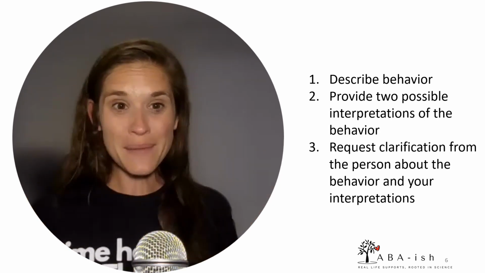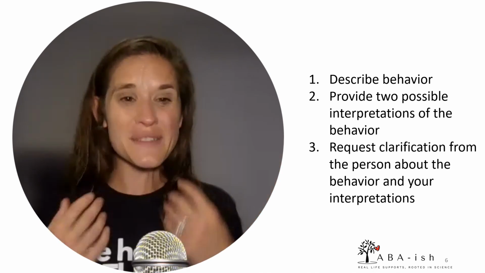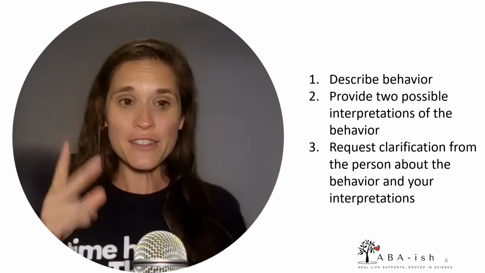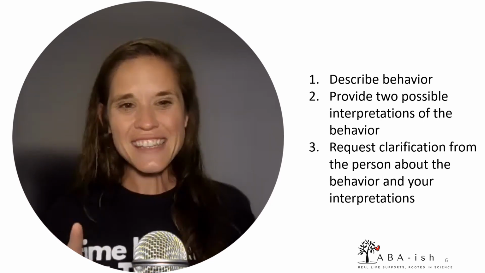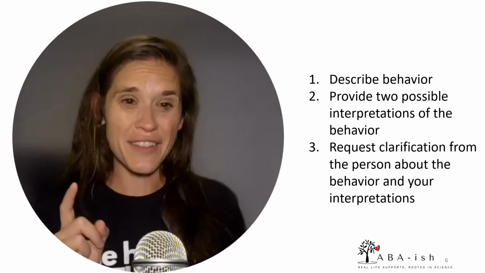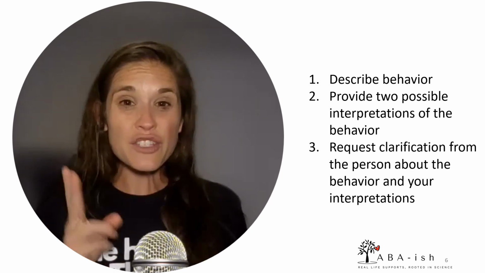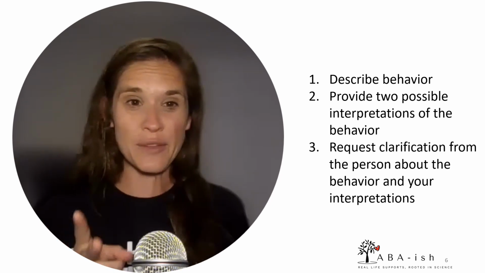All right, so a perception check has 3 easy steps, and that's one of the things I love about this as a skill for kids: it's easy to remember 1, 2, 3, right? So the first thing you need to do is describe the behavior that is upsetting you, concerning you, or frustrating you. Then you give two possible interpretations of that behavior.